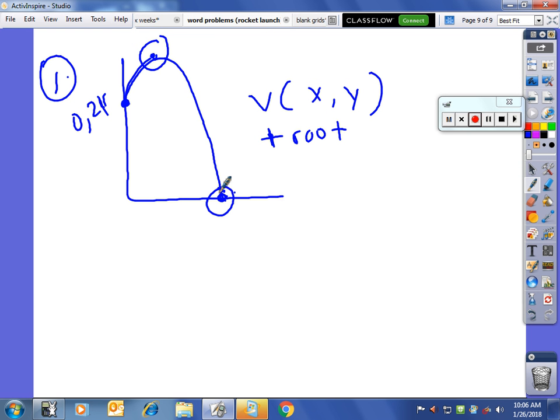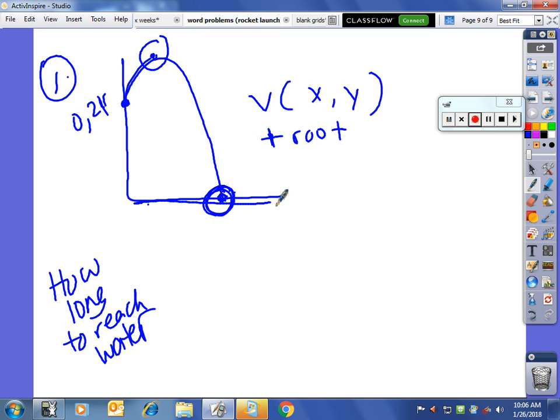How long does it take the diver to reach the water? What's the only thing they're asking me? How long to reach the water? What time are they asking me? The root. Where does he reach the water? Right here. 0 is the water. They're asking you when will the y value be 0? When will his height be 0? He's 0 at the water. So that's an x-intercept question, which you should have found anyway, so you could graph this for me.